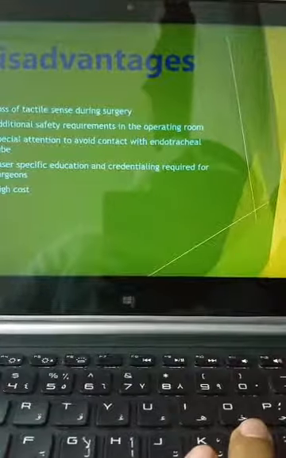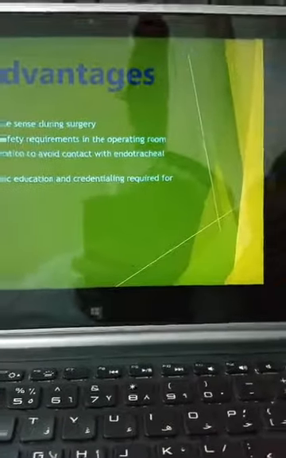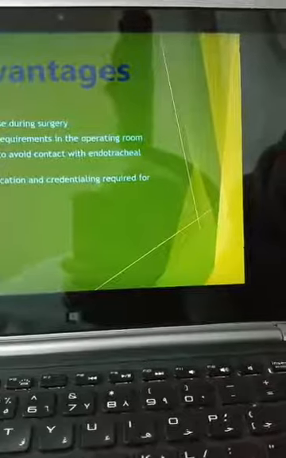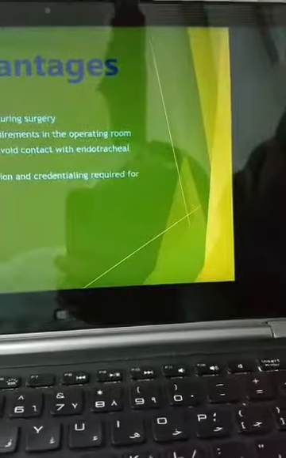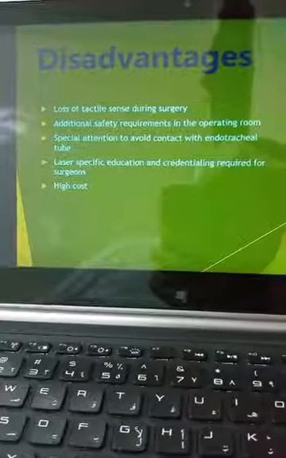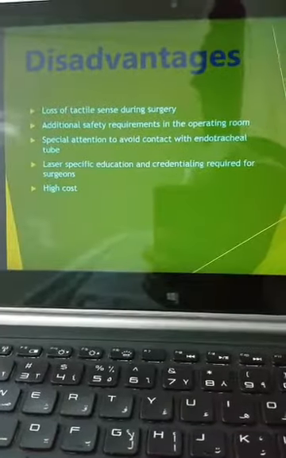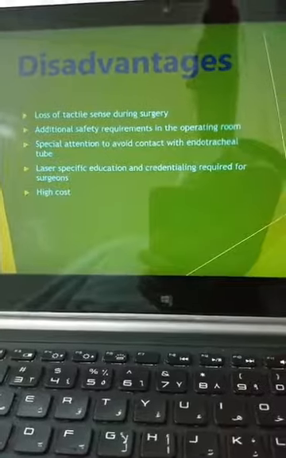of course there are disadvantages for the laser, and I think the machines are very expensive. Like in Nucleus, we have many machines that almost cost more than 2 million just for laser machines, and the cost is really high. Lots of tactile.